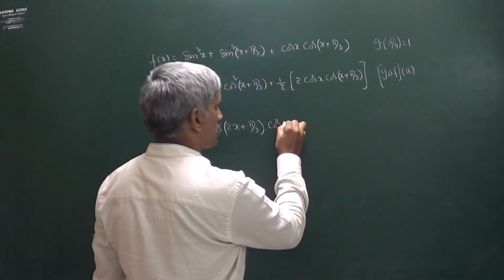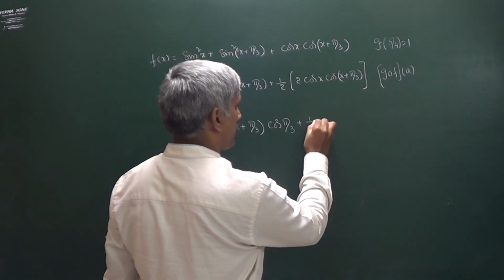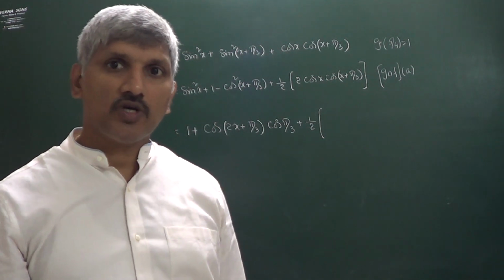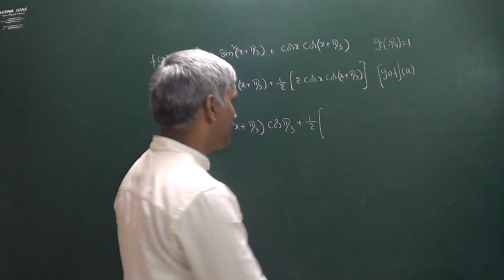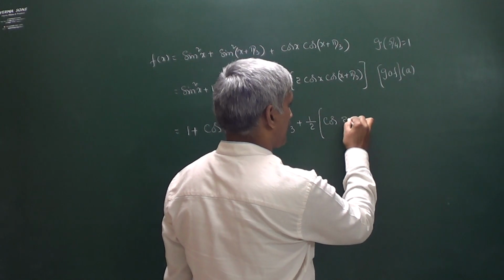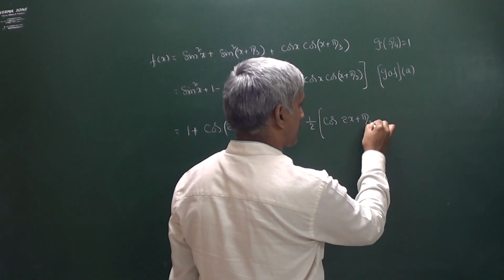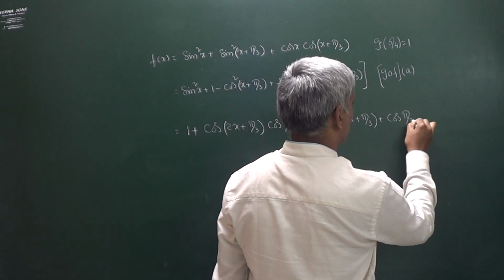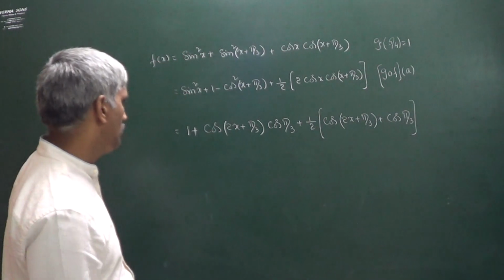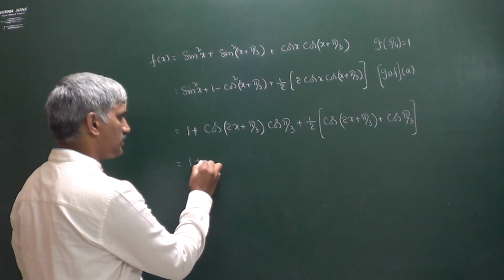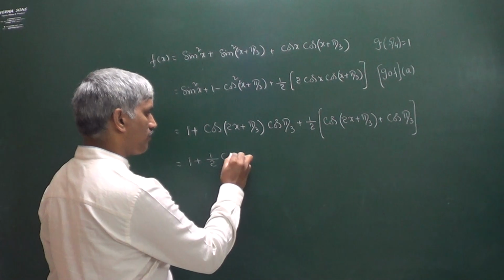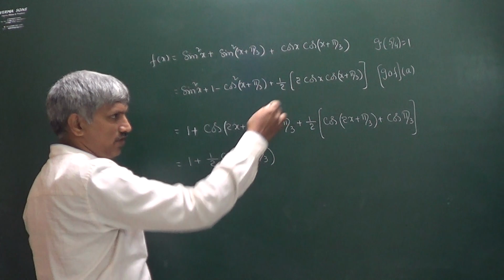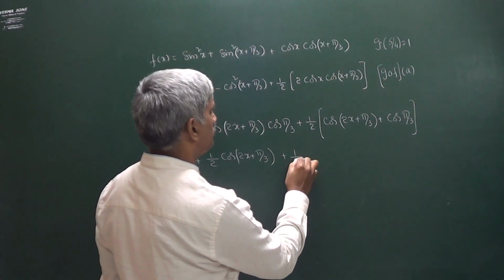That's why you will get cos π/3 plus 1/2 into, again, what is the formula for 2 cos a cos b? 2 cos a cos b is equal to cos(a + b) + cos(a - b). That's why cos(2x + π/3), cos(a + b) plus cos(a - b), and you will get cos π/3. So this information is saying that 1 plus 1/2 into cos(2x + π/3), whereas here we are getting 1/2.